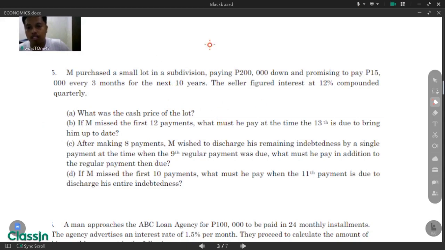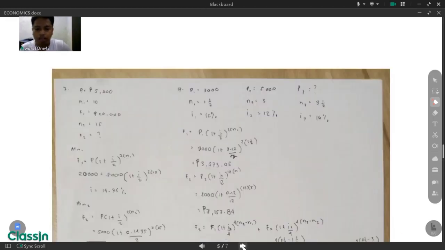Okay, if we have already the 200,000 pesos down. B: if M missed the first 12 payments, what must he pay at the time the 13th is due to bring him up to date? C: after making 8 payments, M wished to discharge his remaining indebtedness by a single payment at the time the ninth regular payment is due. What must he pay in addition to the regular payment then due? D: if M missed the first 10 payments, what must he pay when the 11th payment is due to discharge his entire indebtedness?